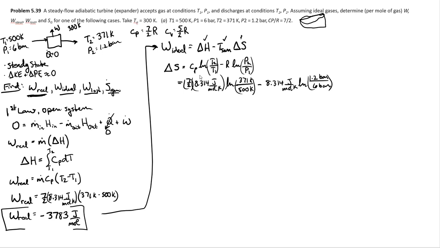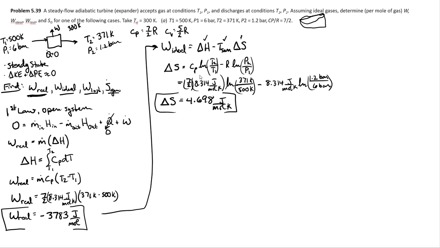All right, and no units in the log operators. Those are all going to cancel. Joules per mole Kelvin, joules per mole Kelvin. That's what we need for delta S. We do that calculation, punch those numbers in, and we get 4.698 joules per mole Kelvin.